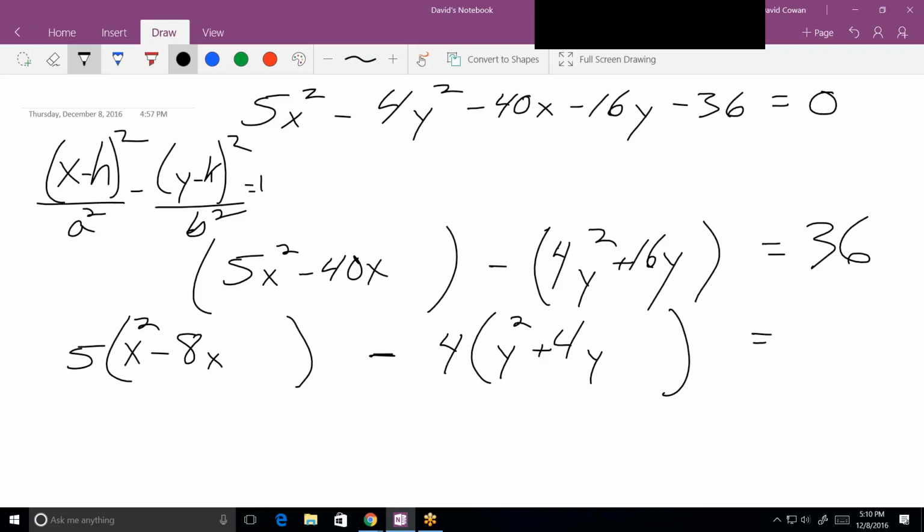Now complete the square and compensate on the other side. So the first one would be plus 16, so 16 times 5. It would be plus 80 on the other side. And the y term.